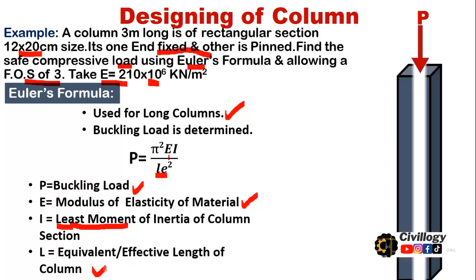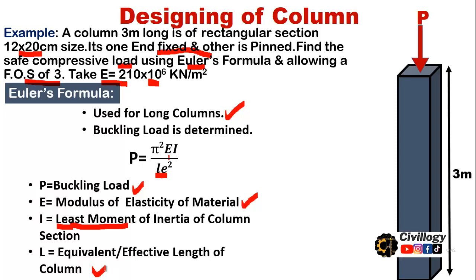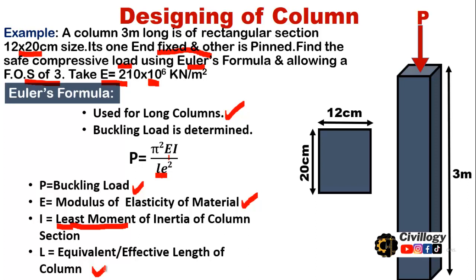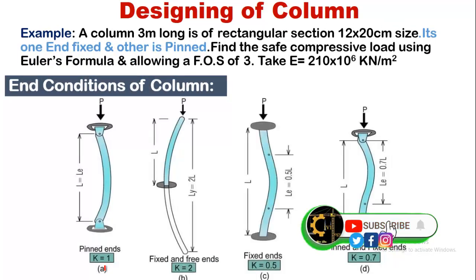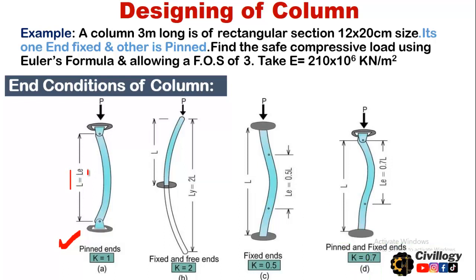As told in the example, the height of the column is 3 meters and its cross section is given over here, as you can see, 12 centimeters by 20 centimeters. As I told you before, end conditions are very important before designing any column. Here you can see there are different end conditions. If both ends are pinned, then the actual length is equal to the effective length. Again, it is pertinent to mention that if you want to clear your concept about effective length, watch the related videos given in the description.